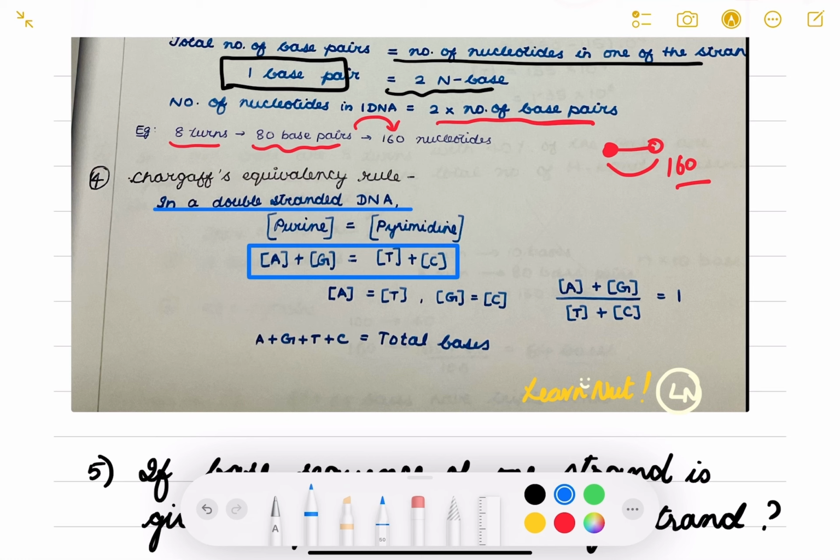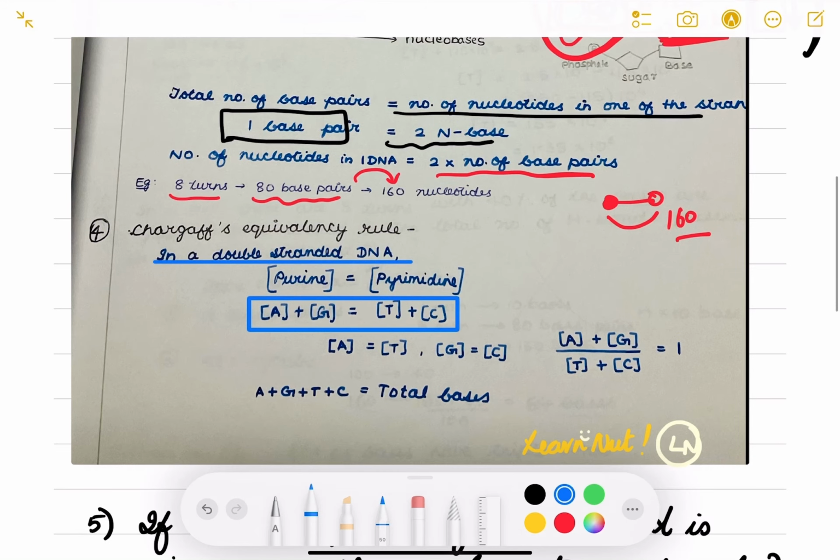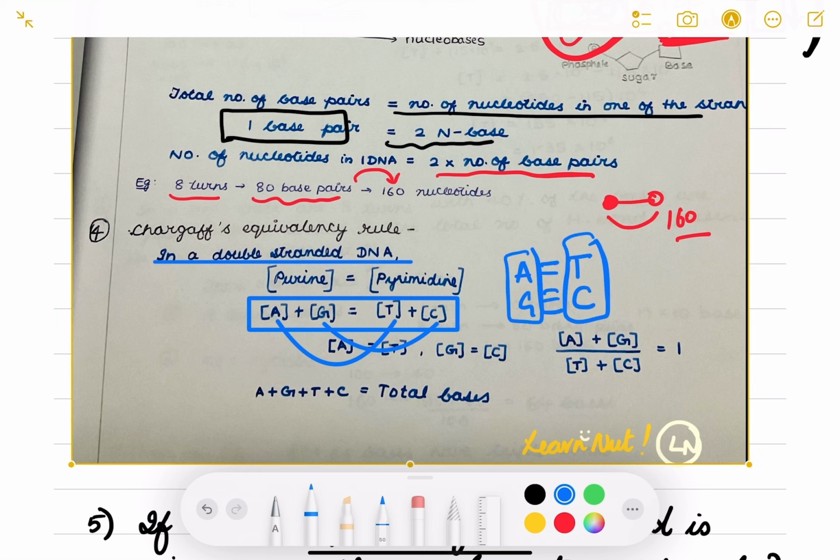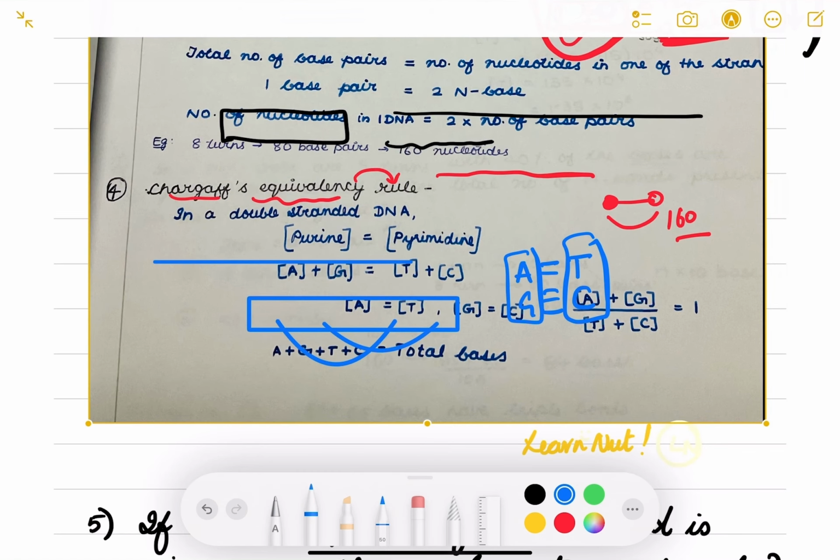One more concept is that A plus G by T plus C would be equal. And you know why? Because adenine always base pairs with thymine and guanine base pairs with cytosine. So obviously, A, T, G, C, this and this would be equal, right? Only then it can form a double helix DNA.